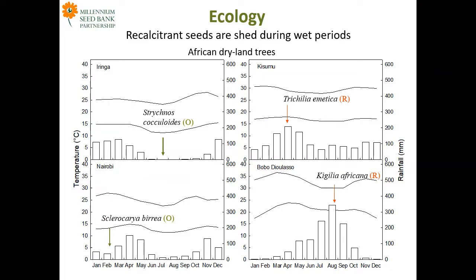In comparison, these on the left-hand side shed their seeds where rainfall is very minimal, so the drier months. And these 2 species have orthodox or desiccation-tolerant seeds.